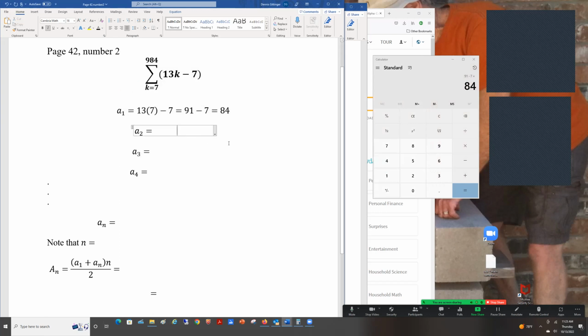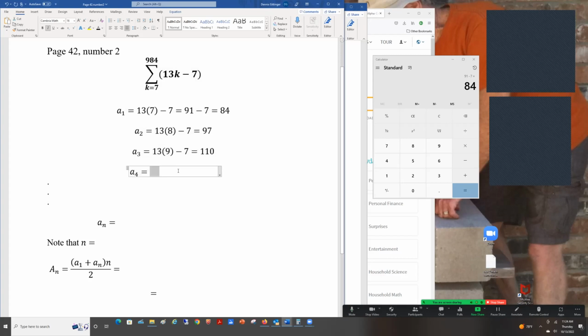Now the second number is going to be what you get when you replace k with 8. 13 times 8 minus 7. And what's that? Well, that's going to be 104 minus 7, which is 97. To get the third term, we've already plugged in 7 and 8. Now we plug in 9. When you plug in 9, you get 13 times 9 minus 7, which is 117 minus 7, which is 110.